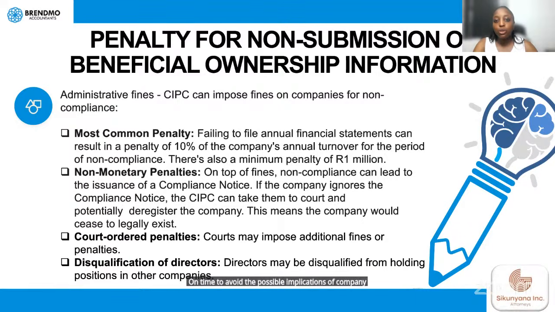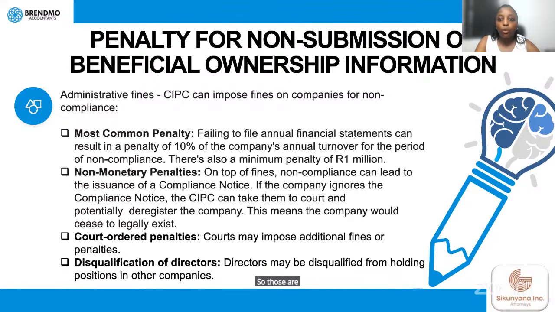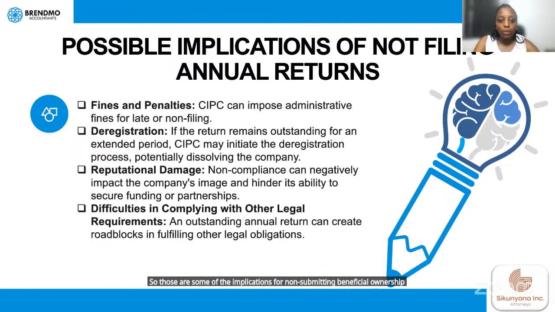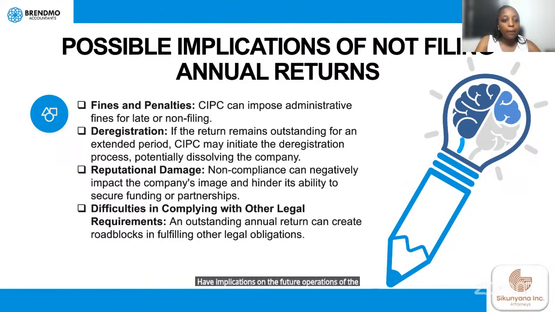This is to avoid the possible implications of company deregistration. There's also the possible implication of disqualification of directors because of non-compliance with the requirements of the CIPC, which is to ensure that all your submissions are done on time and all the information that CIPC requires is submitted accurately. Those are some of the implications of not submitting beneficial ownership, which also feeds into the implications of not filing the annual returns. And there's also a possibility of reputational damage should the non-filing result in court orders from the CIPC, which means the company's reputation might be affected negatively, which might have implications on the future operations of the businesses as well. Those are the possible implications of non-filing.